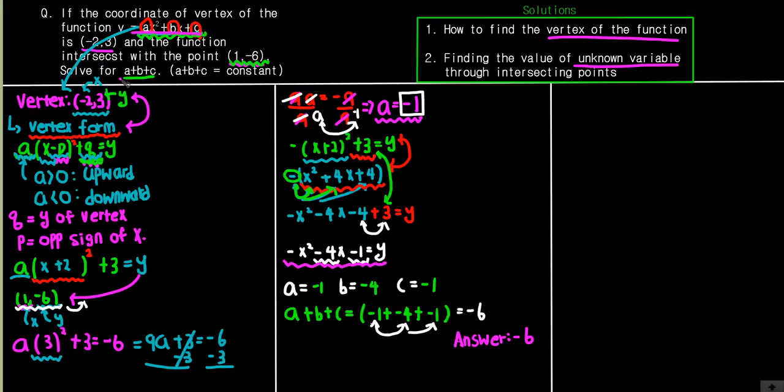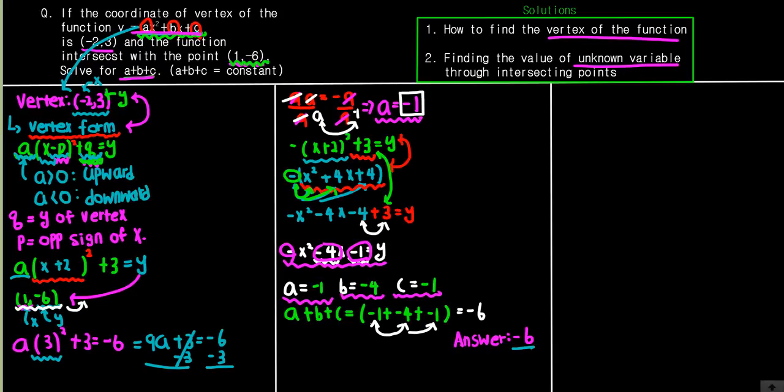And they're trying to find the value of a plus b plus c. The a value is our leading coefficient, which is negative 1. b is the coefficient of the first power variable, which was negative 4. And the last one, the c value, is just a constant without any variables. So negative 1, negative 4, negative 1. If you just add it, we get negative 6. Here's our answer for this question.